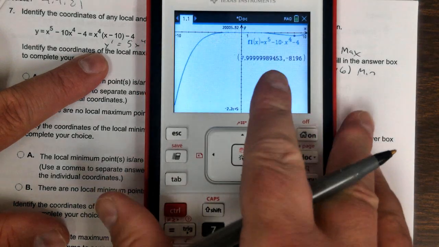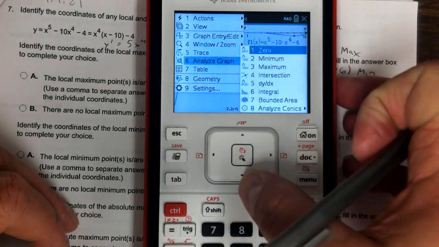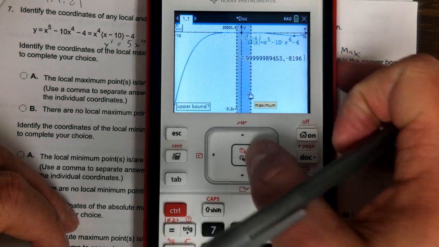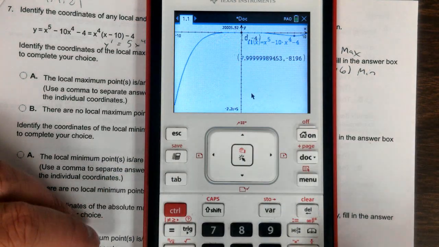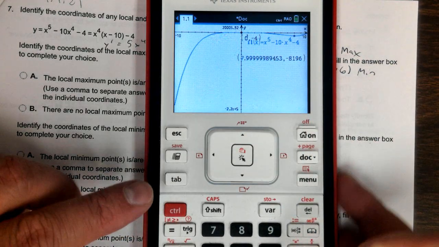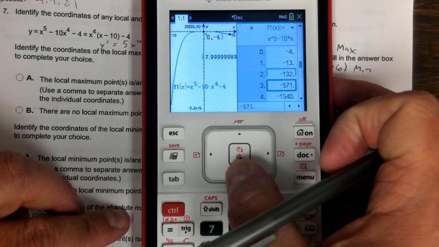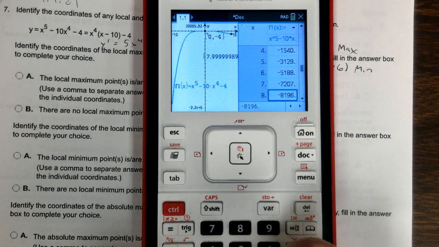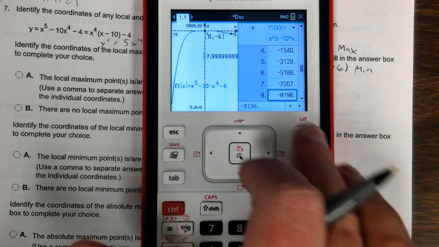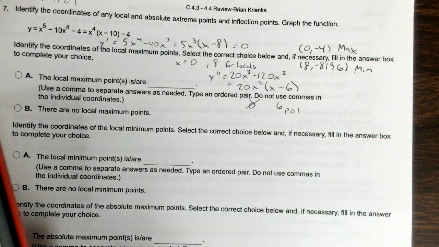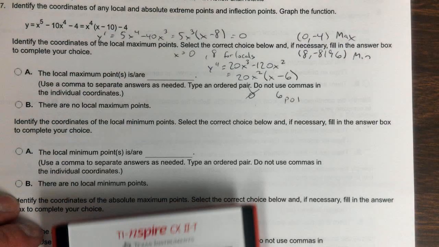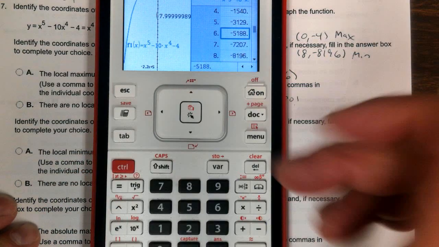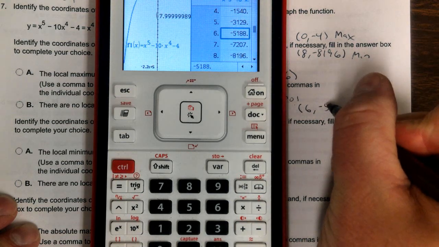You can look in your table, you can find it like this. On the graph to the naked eye it looks like 0, 0, but it's not. It's 0, negative 4. So you could do it that way. You could look in your table, because we already knew we were interested in 0 and 8. So there's a few different methods. Do what's fastest for you. For me it'd probably be the table, but for you it may be something else. We said 6 could be your point of inflection, and we know from the table that it's 6 comma negative 51.88.